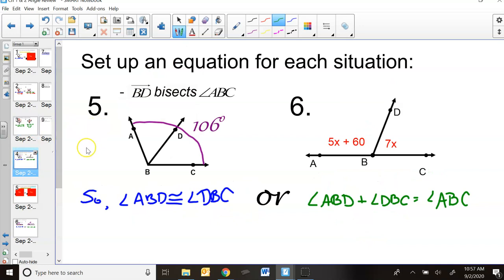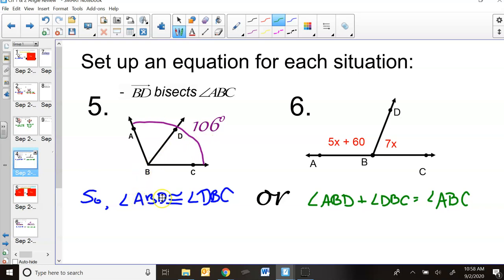Set up an equation for each situation. Okay, again, and I went ahead on these ones and I left the original information that I had written in. Okay, so go ahead and set up an equation for number 5. Okay, so on this one, I didn't give you either of the pieces. I gave you the whole thing, but I did tell you BD bisects. So what that tells me is ABD and DBC together add up to 106.